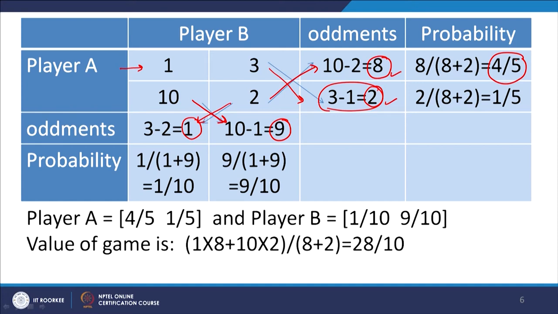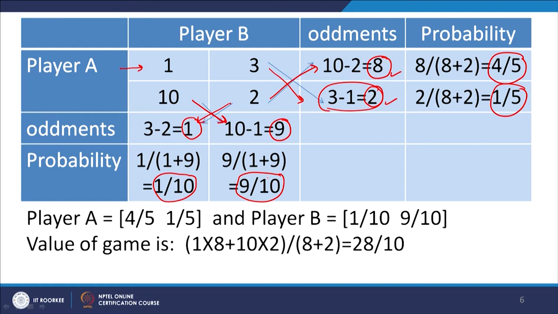Similarly, we can calculate the probability corresponding to the second strategy of player A. This is calculated by 2 divided by 8 plus 2, and this comes out to be 1 upon 5. In the same way, we will calculate for the columns. For the first one, it is 1 upon 1 plus 9, which is equal to 1 upon 10. And similarly, for the second one, it is 9 upon 1 plus 9, which is equal to 9 by 10.